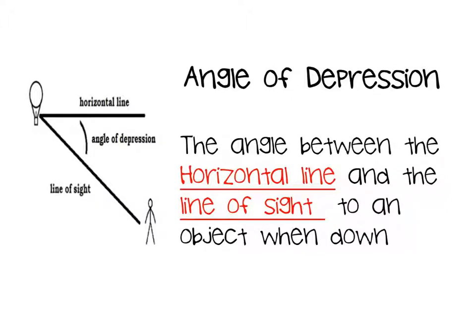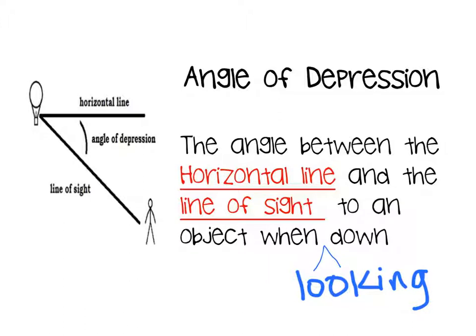Now, an angle of depression is a little bit different. The angle of depression is the angle between the horizontal line and the line of sight to an object when looking down. Go ahead and add that word in. It's when you're looking down.